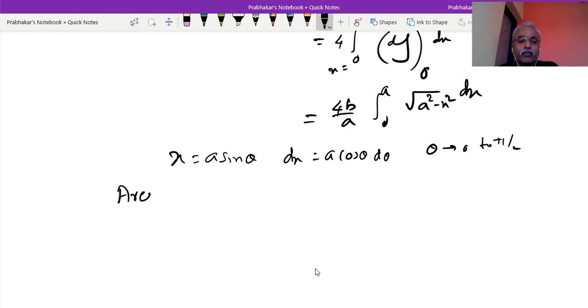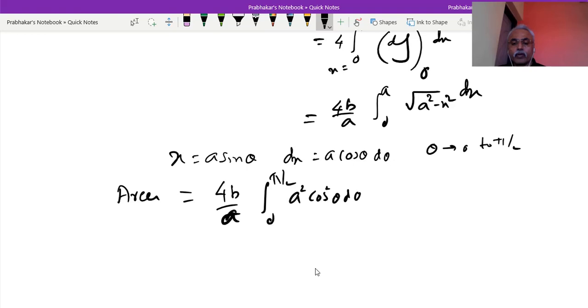So now final area of the ellipse equal to 4 times b by a, integral 0 to pi by 2. If you simplify this integration, you will get a square cos square theta, which is 4 times ab into 1 by 2 into pi by 2. So very easily you can see that the answer is pi ab.